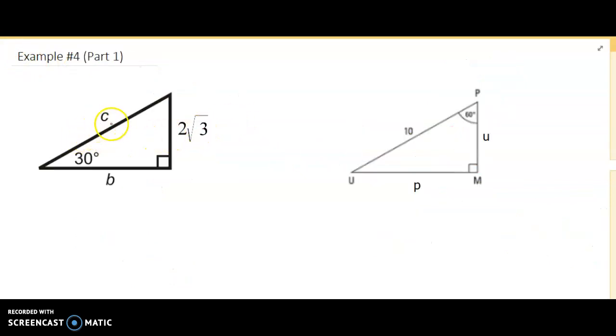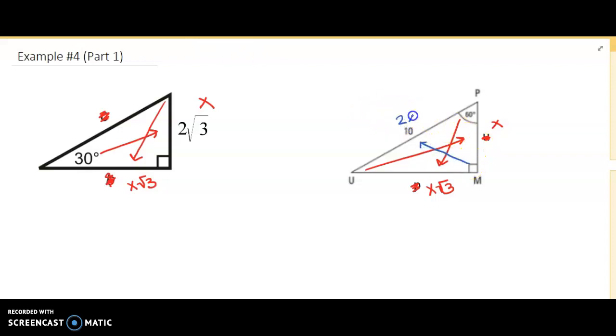All right, I want you to go ahead and try these 2 on your own. I'll help start you out. We're going to just get rid of all these and write all these in terms of x. So opposite of 30 is x. This has to be 30 if the other's 60 and 90. Opposite of 60 is x square root of 3. And then my hypotenuse, or opposite of 90, is always 2x.